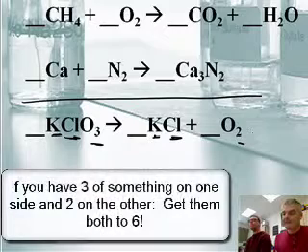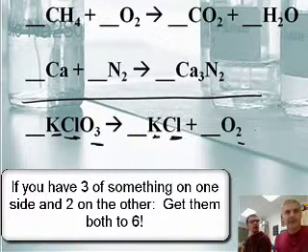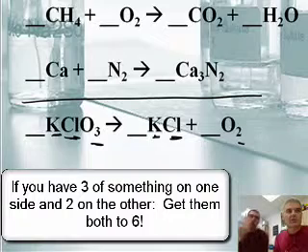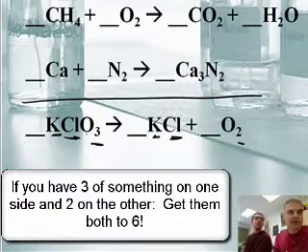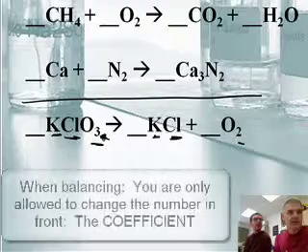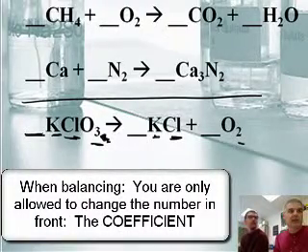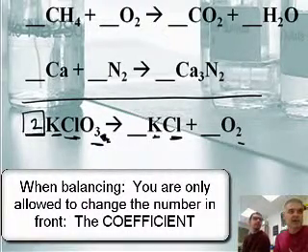3 and 2, guys. If you ever have 3 and 2, make them both 6, because 6 is the lowest common multiple of 3 and 2. So I'm going to make this a 6 right here. No, you don't change that number. You only put coefficients. I can only put something in the box up here. So to make that a 6, I have to make that a 2. And to make this a 6, I have to make that a 3.